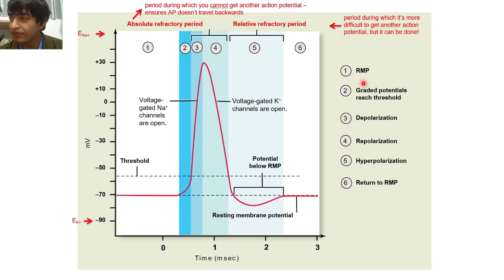Now, these are the phases of the action potential. The first is the resting membrane potential. Second, graded potentials reach threshold. Third phase is depolarization. Fourth phase is repolarization. And fifth phase is hyperpolarization. And the sixth and final phase is return to resting membrane potential.